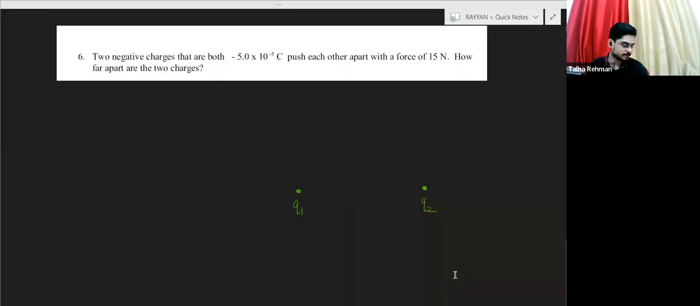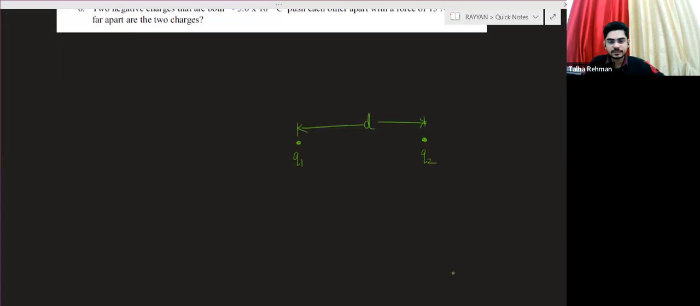Inversely proportional means that if you increase one thing, the other will decrease. So here, two charges are there, separated by some distance d. The first statement says that this force of interaction can be attractive or repulsive, depending upon the charges.